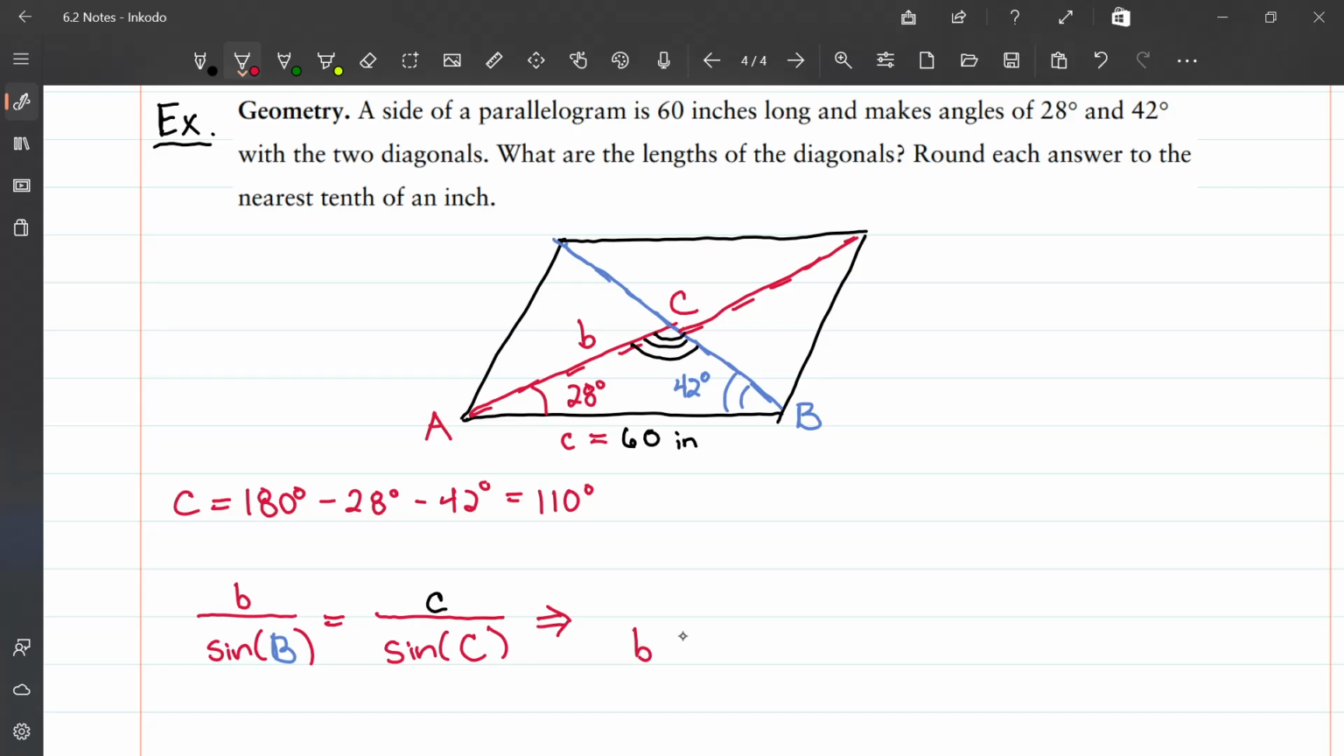I simply write b is equal to, I multiply both sides by sine of big B in order to get to this point, so I should have, keeping to my color code here, I have to be fashionable, little c times sine of big B divided by sine of big C.